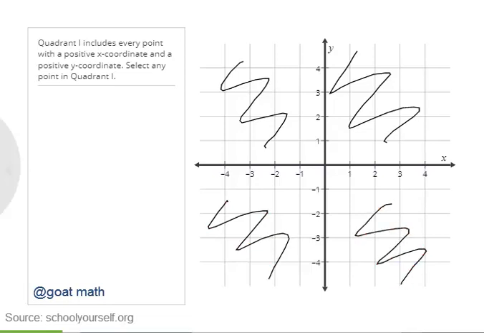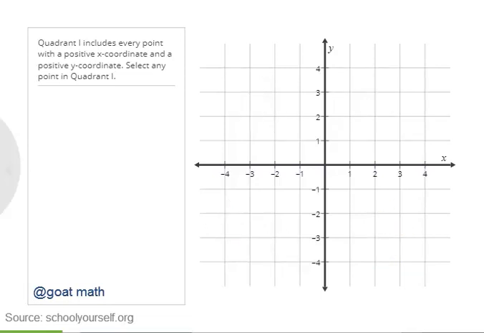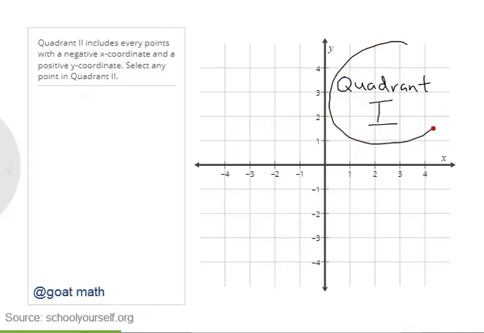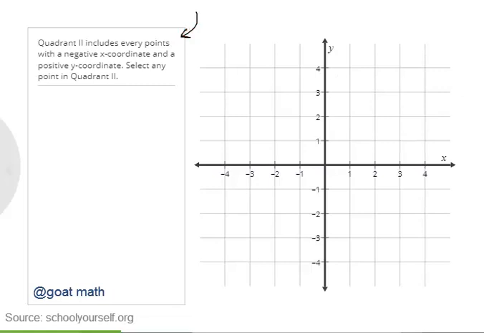The quadrants are named, appropriately enough, Quadrant I, Quadrant II, Quadrant III, and Quadrant IV. Now Quadrant I is defined as including every point with a positive x-coordinate and a positive y-coordinate. So before we continue, try selecting a point in Quadrant I. Right, so Quadrant I is the top right quadrant, where every point has a positive x-coordinate and a positive y-coordinate. And by the way, this is a Roman numeral 1. You'll usually see the quadrant numbers written using Roman numerals. Now Quadrant II is defined as including every point with a negative x-coordinate and a positive y-coordinate. So try selecting a point in Quadrant II.